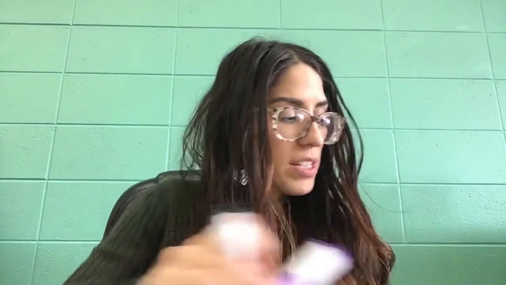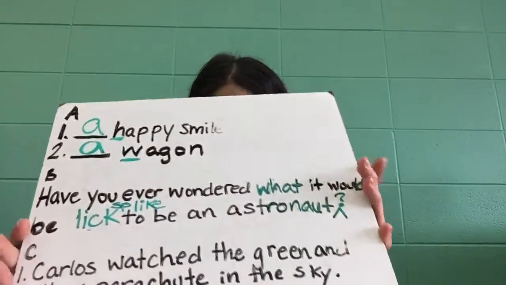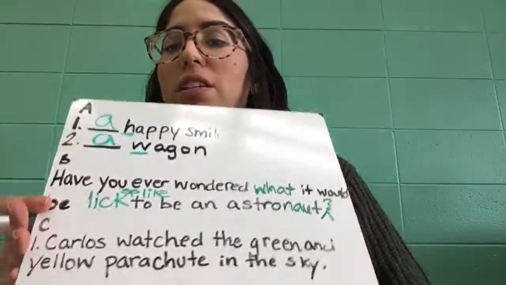So let's go to Think C. Think C says, underline the nouns, circle the adjectives. Draw an arrow from each adjective to the noun it describes. You're going to underline your nouns first, okay? Then you're going to circle your adjectives. Then you're going to draw the arrow from each adjective to the noun it describes.